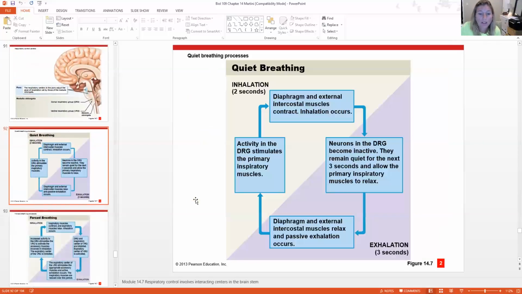So in quiet breathing, we can take a look here in any little part. The diaphragm and external intercostals contract, inhalation occurs. The neurons in the DRG become inactive. Then the diaphragm and intercostal muscles relax, passive exhalation. Then the DRG is stimulated. They contract, then they relax, and then you exhale, and then they are stimulated, and they contract, etc., etc. That's all during quiet breathing.